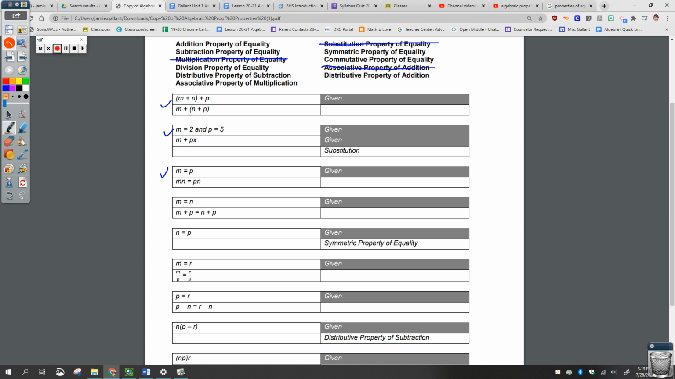All right, next set. We have m equals n, so m and n are equal. We have m plus p is equal to n plus p. What I did was I took the same thing and added it to each side. Because I added the same thing to two things that are already equal, my equation remains true. The equation's still equal. So I added to both sides. That's going to be the addition property of equality.